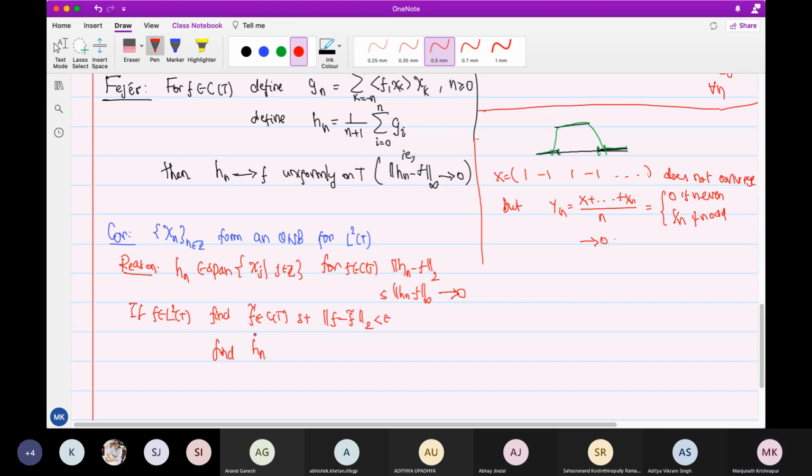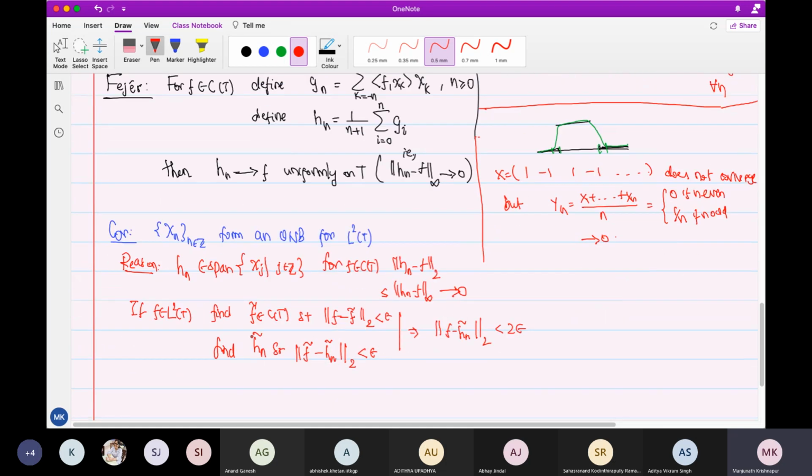Hn, if you want, put a tilde such that f tilde minus Hn tilde is small. Now this is a continuous function, so it approximates like this. You can find such a thing. Hence, with these two, we will get that the L2 norm of f minus Hn tilde is less than 2 epsilon. So for every L2 function, you are able to find a trigonometric polynomial.